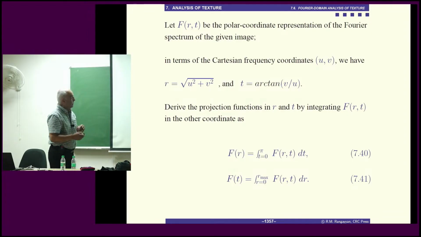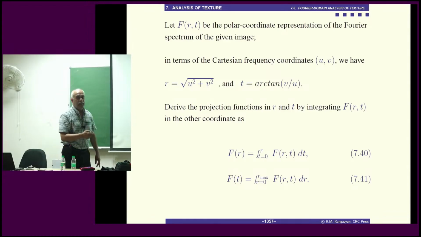To see this effect better, in some cases, it may be useful to move to the polar coordinate system, F(r,t). r is the square root of u square plus v square. t is tan inverse, or arctan, of v over u. And change F(u,v) from the Cartesian or rectangular coordinates to polar. Then integrate F(r,t) along t and you get a function of radial frequency only. Integrate along r, you get a function of t only, t or theta.